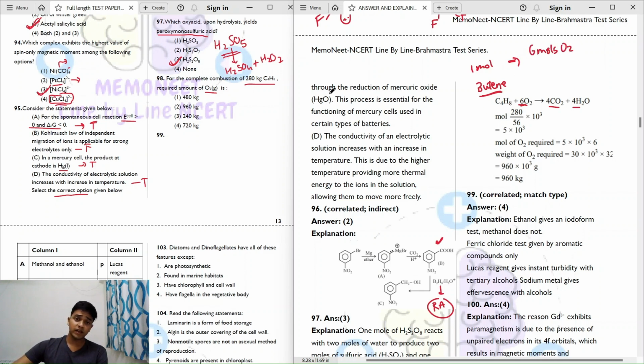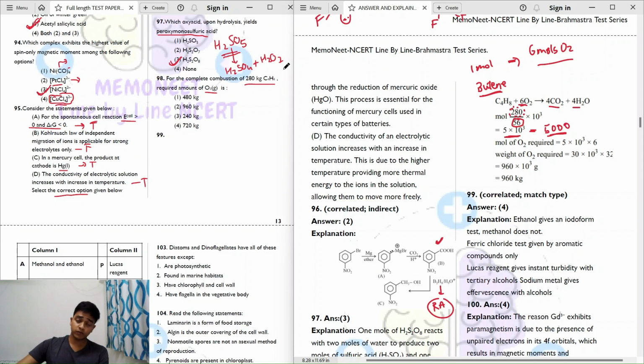Okay, so we have been given the mass of butene present. So we have 280 kg. If we convert it to number of moles, we'll divide it by the molar mass, which is 56. So we get the number of moles of butene as 5 into 10 raised to the power 3, or 5000 moles of butene is present. So that means 1 mole of butene requires 6 moles of oxygen, so 5000 moles of butene will require 30,000 moles of oxygen.